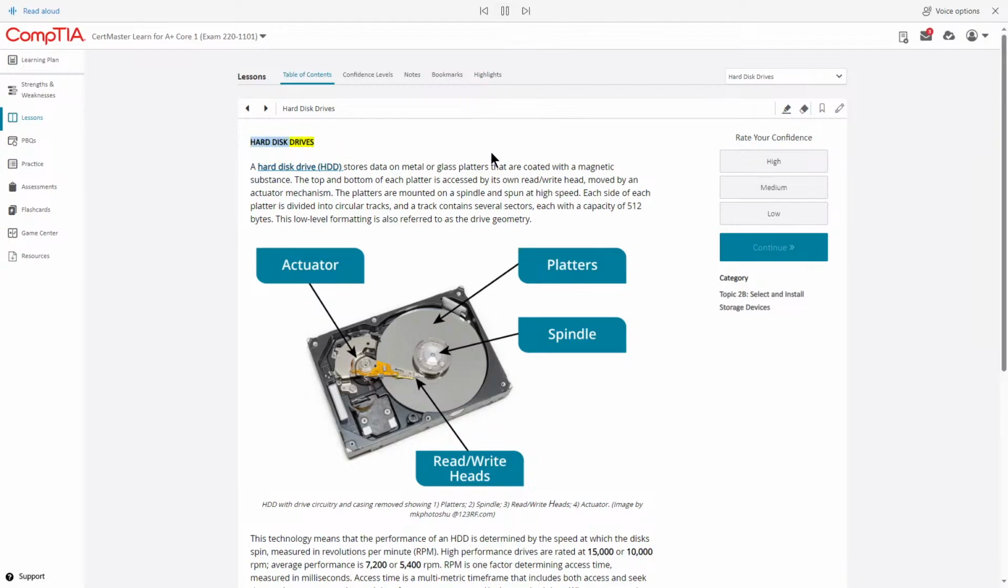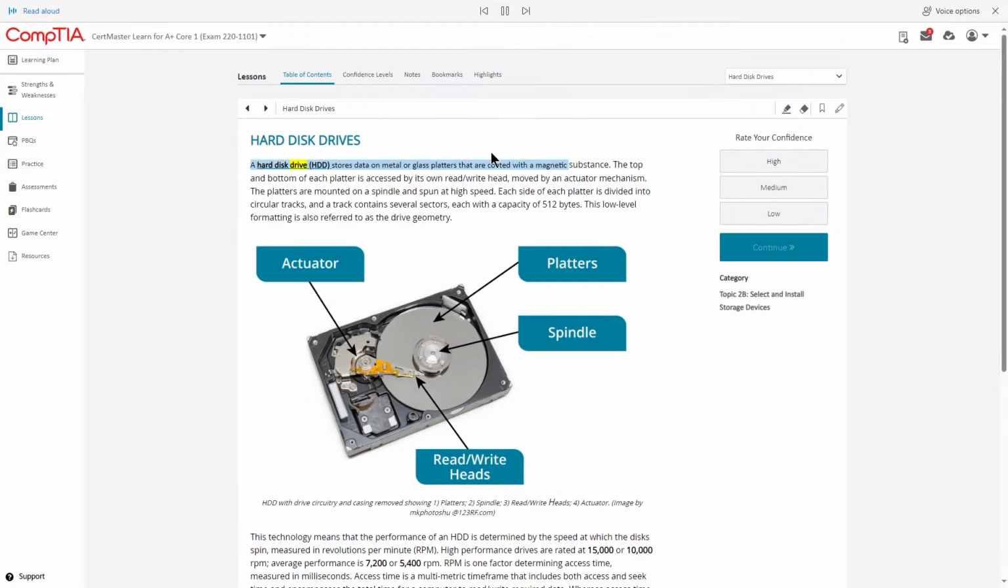Hard disk drives. A hard disk drive, HDD, stores data on metal or glass platters that are coated with a magnetic substance. The top and bottom of each platter is accessed by its own read/write head, moved by an actuator mechanism. The platters are mounted on a spindle and spun at high speed. Each side of each platter is divided into circular tracks, and a track contains several sectors, each with a capacity of 512 bytes. This low-level formatting is also referred to as the drive geometry.